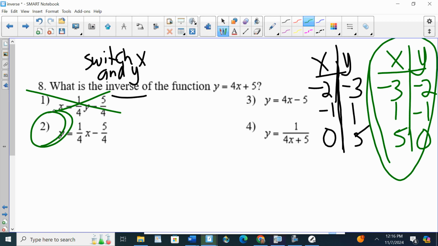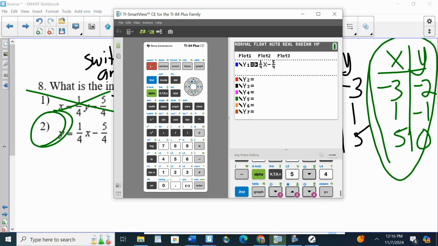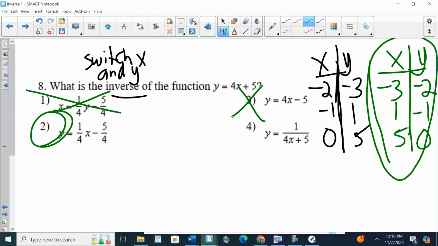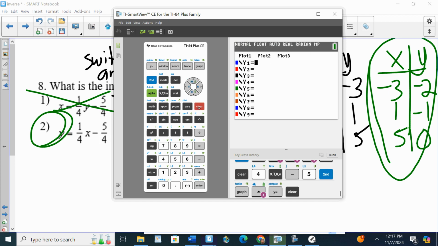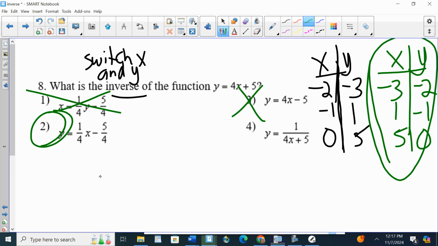If I go through the other choices, y equals 4x minus 5 was choice 3. 4x minus 5. I'm looking for -3, -2. Nope, that's not on it. So that one's out. Y equals 1 over 4x plus 5. I'm looking for -3, -2. Don't have it. So choice 2 is your answer.